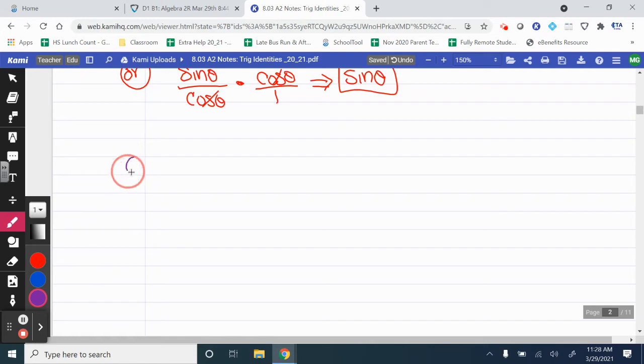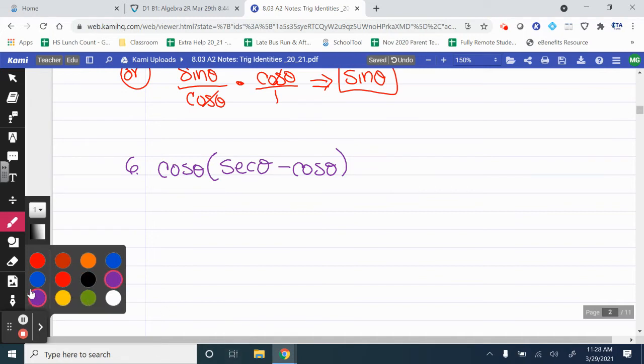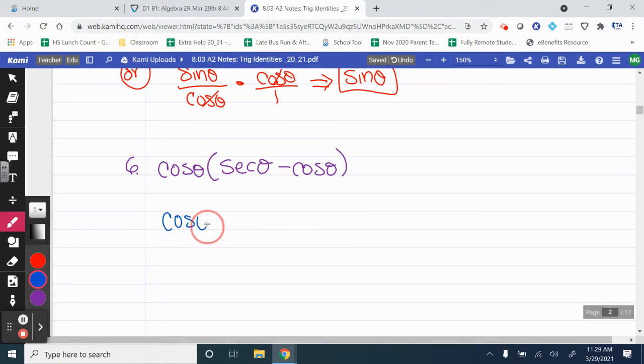Number 6 is cosine theta times secant theta minus cosine theta. So with a lot of these, as you get into harder ones, there are multiple ways of doing them. But let's start this one again with rewriting everything in terms of sine and cosine theta. So you could have also started by distributing. So now I rewrote secant as 1 over cosine. Remember, C's and S's go together. Those reciprocal trig functions are something you need to have memorized.